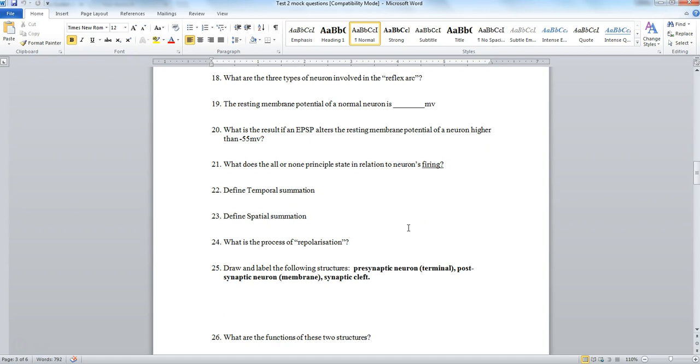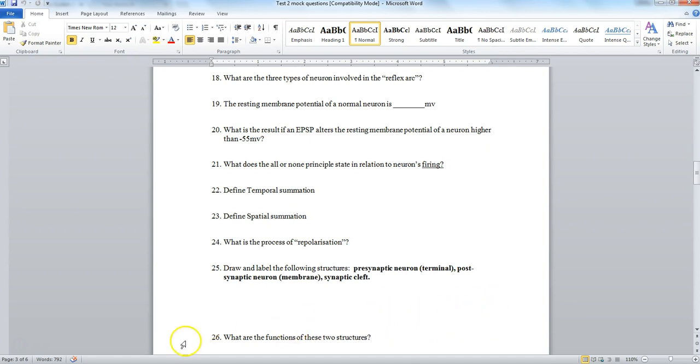So while we're here, we probably should have done this earlier, but we'll do it now. We'll have a look at number 25. Essentially in here we need to draw a synapse. So we need to draw one presynaptic terminal and one postsynaptic membrane and leave a little gap in the middle, and label these presynaptic, postsynaptic and synaptic cleft.